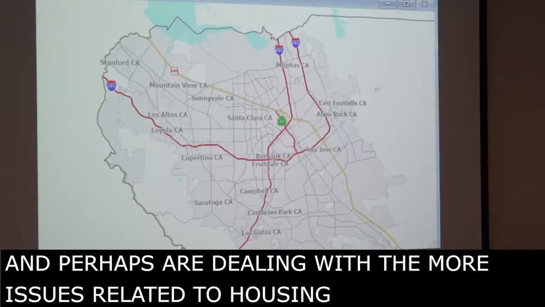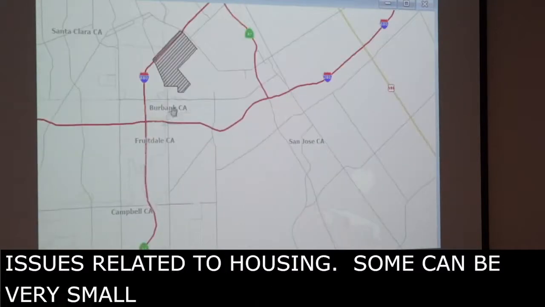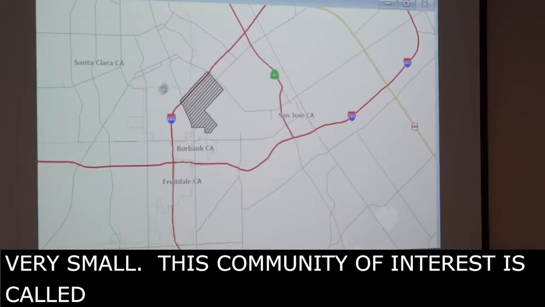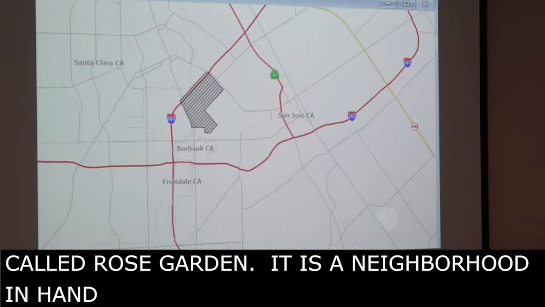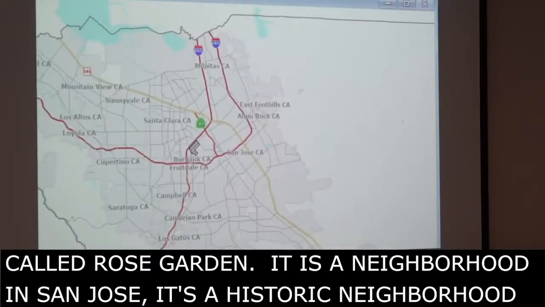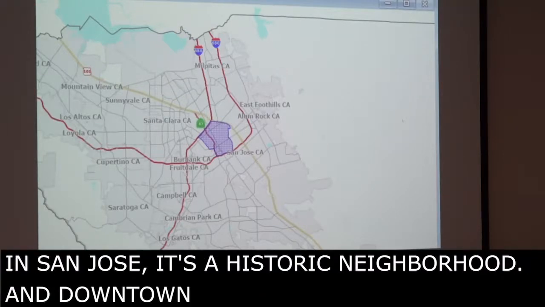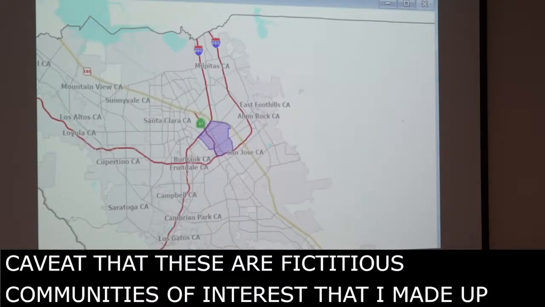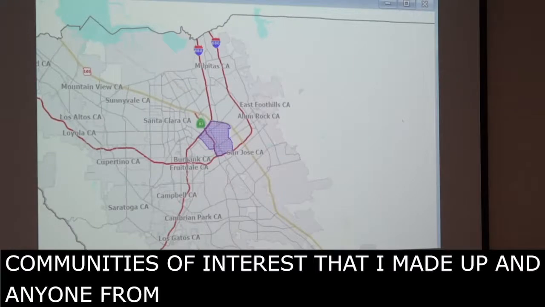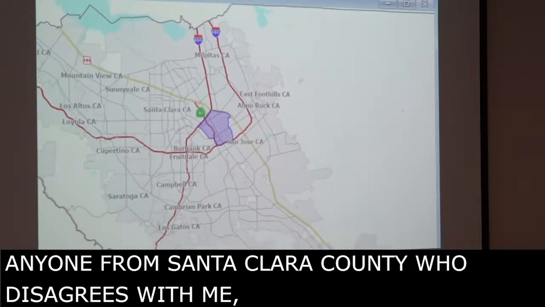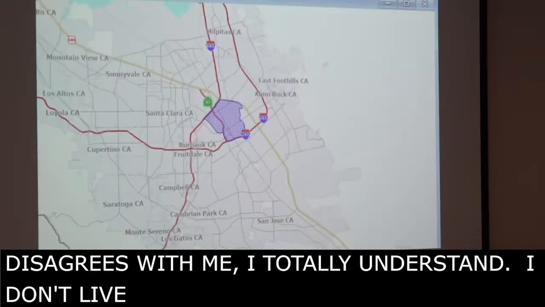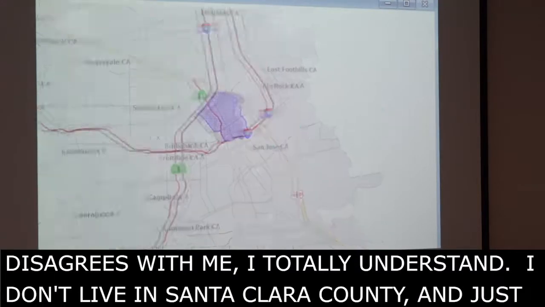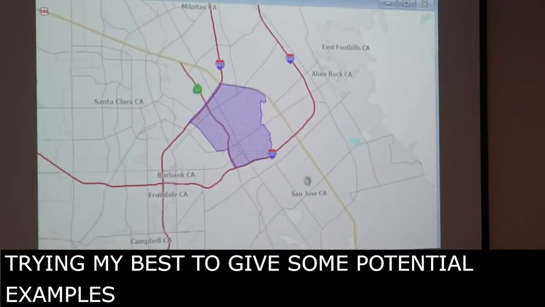Some communities of interest, those were both large communities of interest. Some can be very small. So this community of interest is called Rose Garden. It is a neighborhood in San Jose. It's a historic neighborhood. And downtown San Jose, I should give a caveat that these are fictitious communities of interest that I made up, and anyone from Santa Clara County who disagrees with me, I totally understand. I don't live in Santa Clara County, and just trying my best to give some potential examples. So here's downtown San Jose.